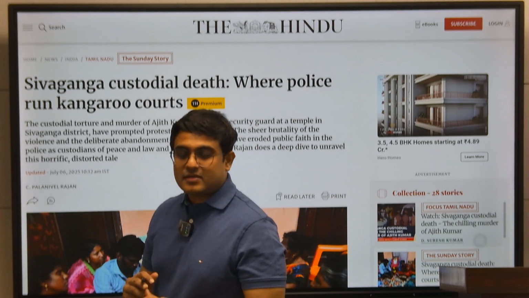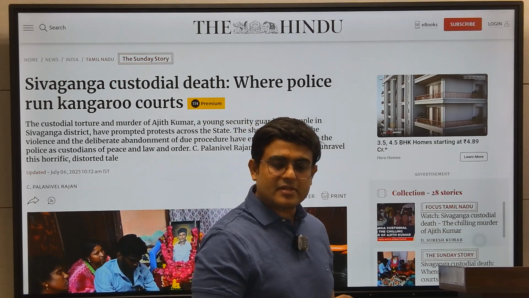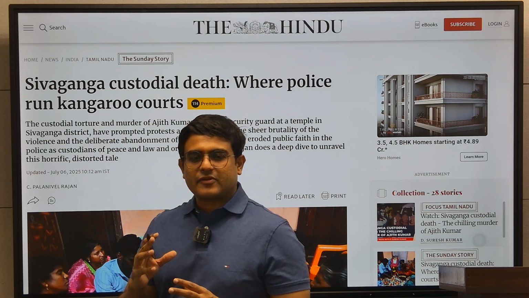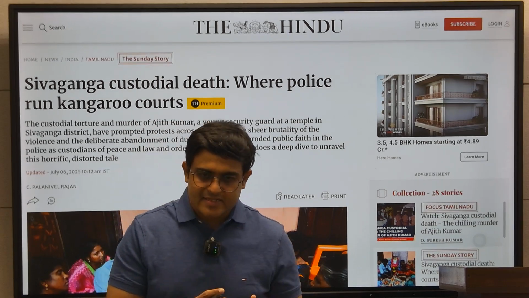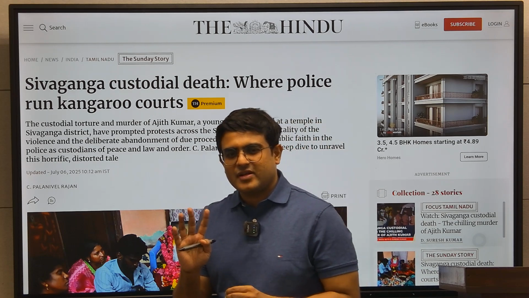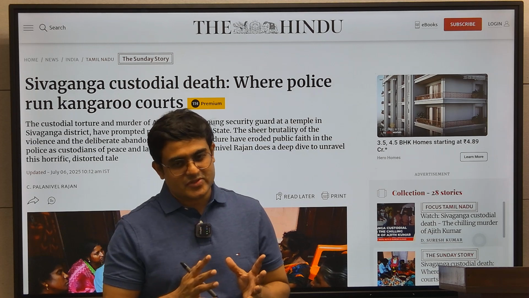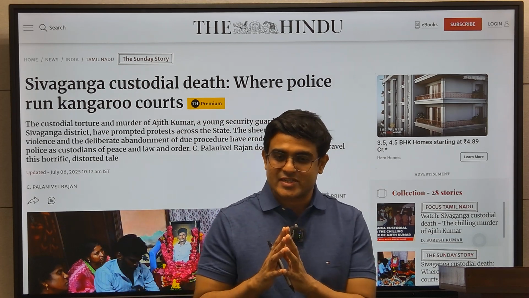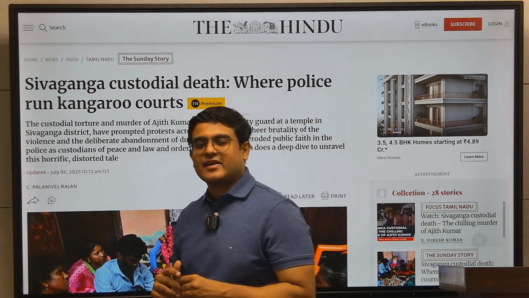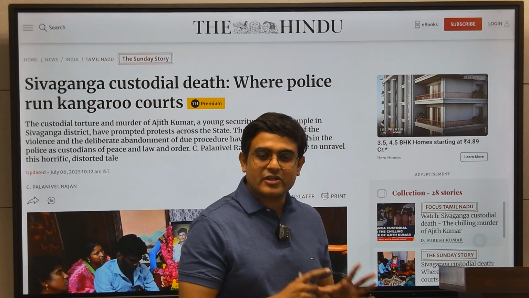And the post-mortem report had a lot of horrific details. People said that there were traces of chili powder on that watchman's face, on his genitals, and even his rectum. There were 44 external injuries on the body of that watchman and several internal injuries. See the brutality of the police. That's why the Supreme Court long time back had rightly said we have a jungly force. Police is a jungly force.